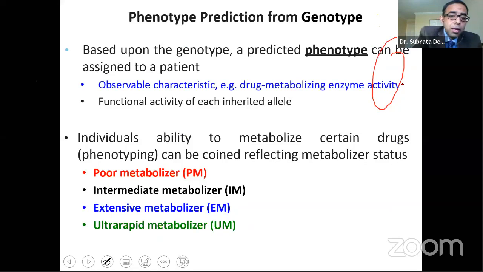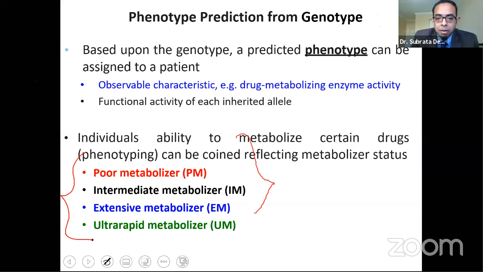And eventually, these enzymes or these genotypes are categorized in 4 phenotypes, meaning something you can observe. For example, hair color is a phenotype. Skin color is a phenotype. Because of genomic changes, we are seeing some outcome in the metabolism.